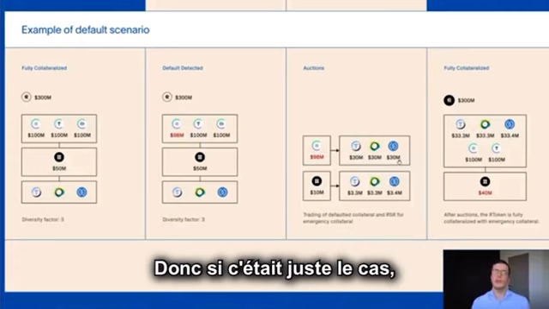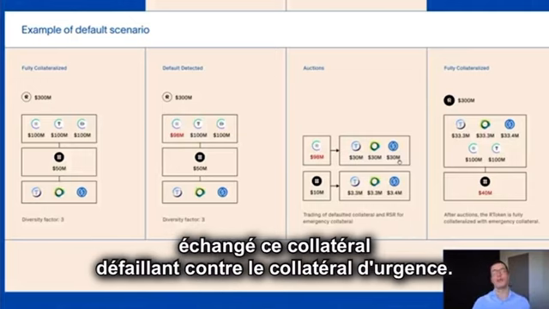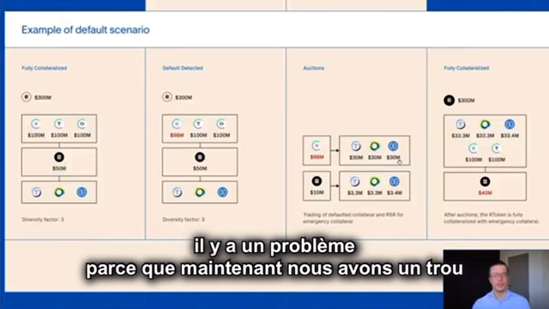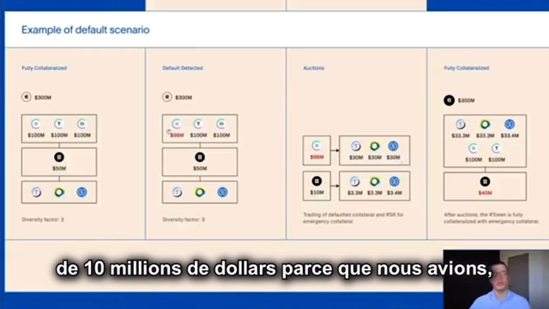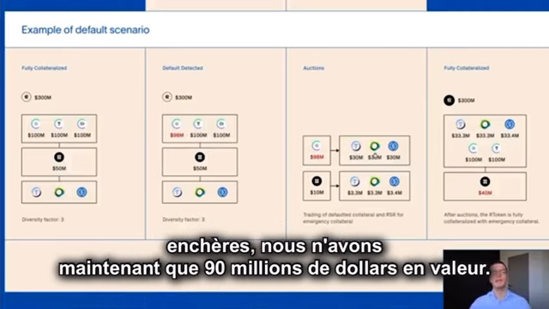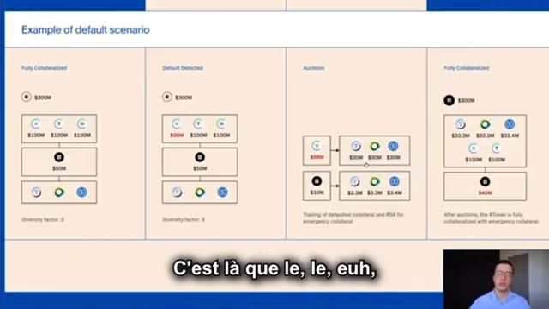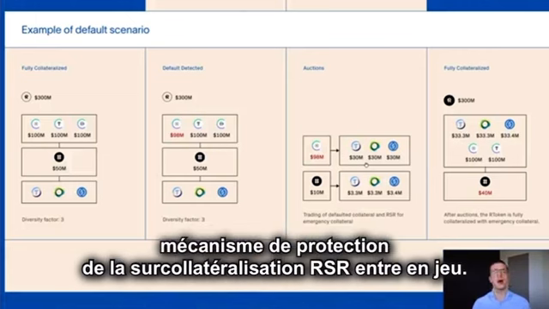So if that was the only case, the RToken itself would be pretty safe because we've now traded out that defaulted collateral for the emergency collateral. However, there's an issue because now we have a hole of $10 million. We used to have $100 million in cUSDC, and because of the default and the auctions, we now only have $90 million in value. And so the RToken is no longer fully collateralized. So this is where the protection mechanism of the RSR overcollateralization comes in.